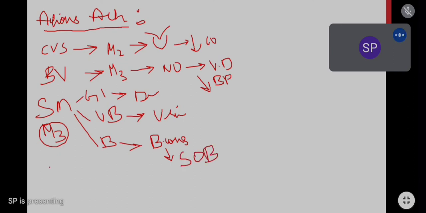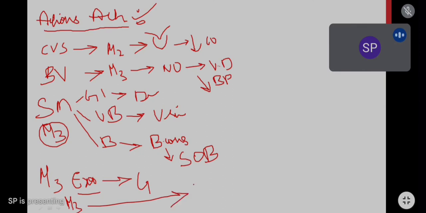And next, we also have M3 receptors on all kinds of exocrine glands. So when M3 receptors are activated by acetylcholine, what happens? All the exocrine secretions will be released, like lacrimation, salivation, perspiration, and it increases the release of gastric acid, gastrins, all. And in the eyes also we have M3 receptors. In the eyes, it causes miosis and lacrimation.